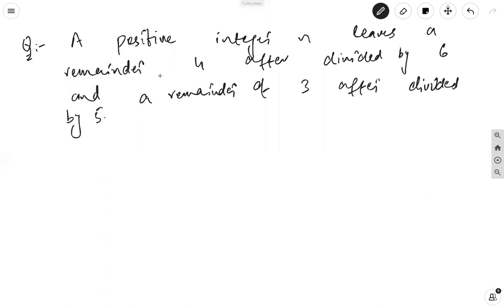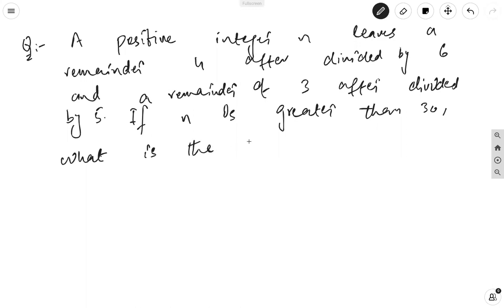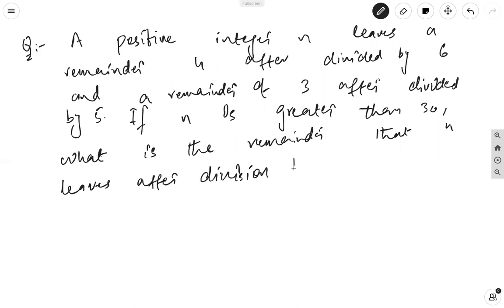A positive integer n leaves a remainder 4 after being divided by 6 and leaves a remainder of 3 after being divided by 5. The question is, if n is greater than 30, what is the remainder that n leaves after division by 30?